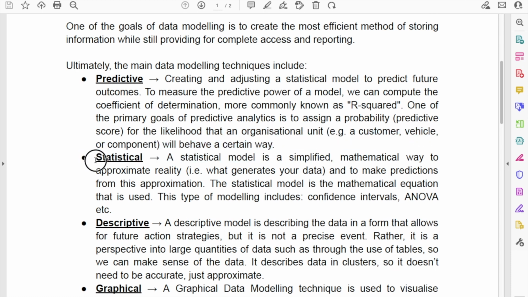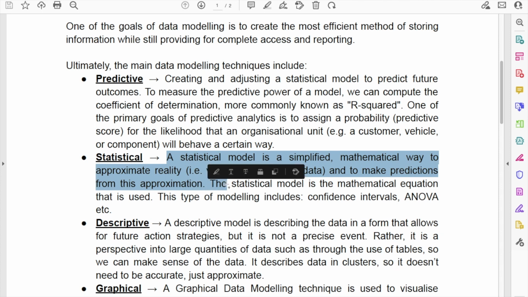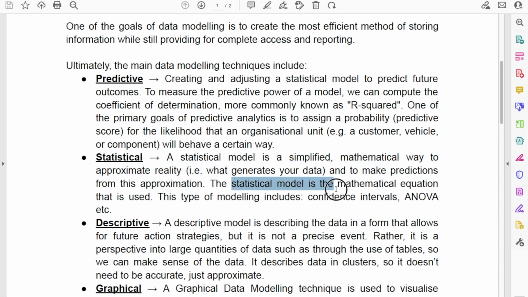Our second type is called a statistical model. A statistical model is a simplified mathematical way to approximate reality, that is, what generates your data, and to make predictions for this approximation. The statistical model is the mathematical equation that is used. This type of modeling includes things like confidence intervals as well as ANOVA.